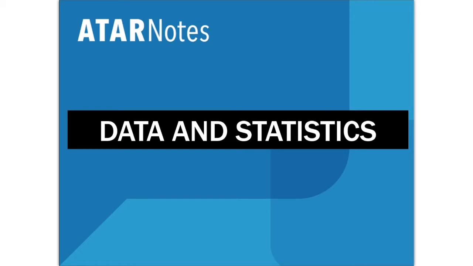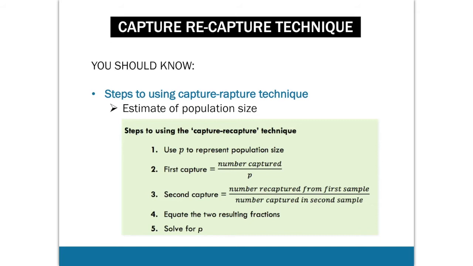Data and statistics. Okay, so the first thing we're going to be focusing on is the capture-recapture technique. This technique is used to estimate population sizes when we actually don't know how many people or things are in this population. So it's helpful for questions when we need to find how many things are in a population.